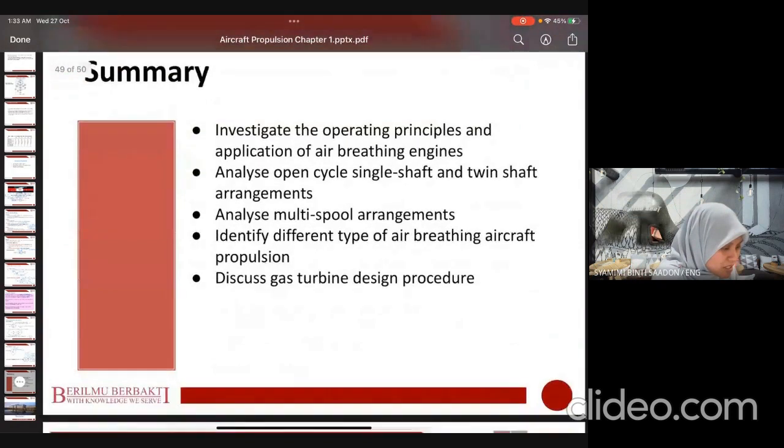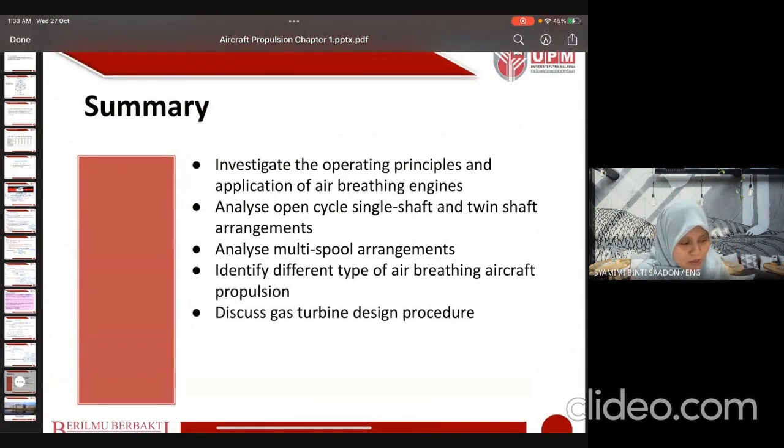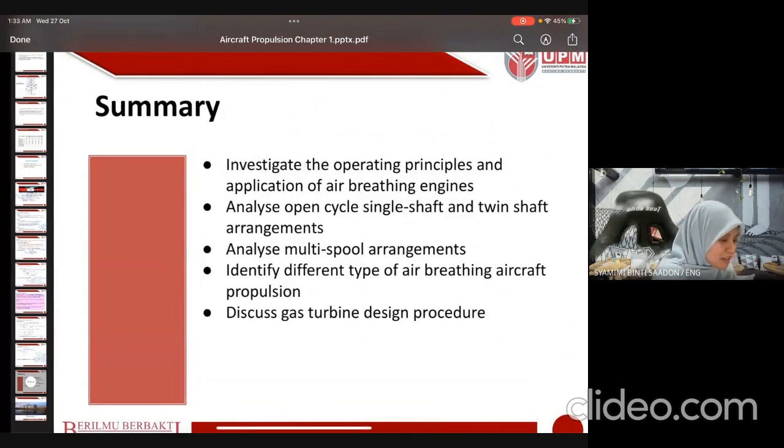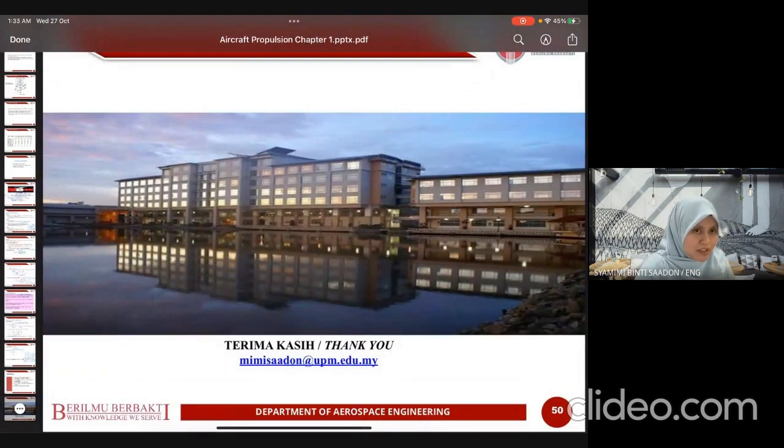Okay, so this is the summary of this chapter. Investigate the operating principle, analyze open cycle single shaft, analyze multi-spool, discuss gas turbine design procedure. Okay, I think that's all from me.